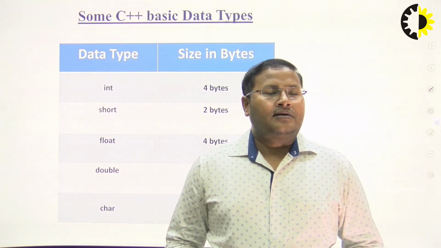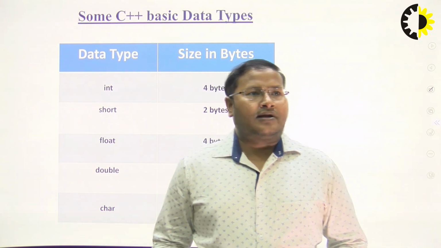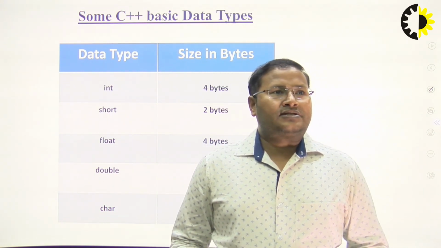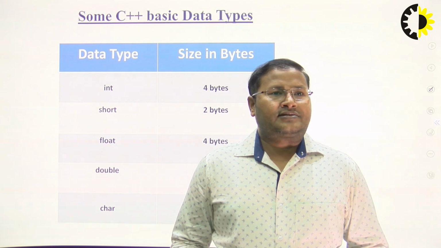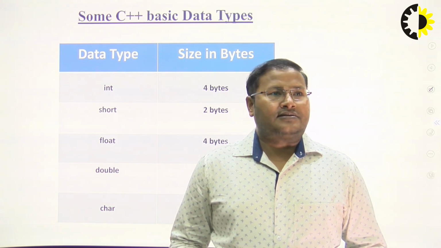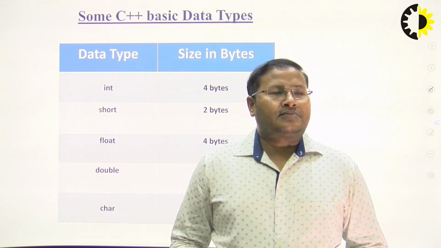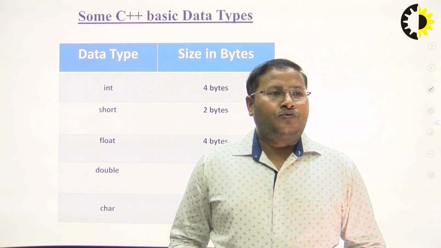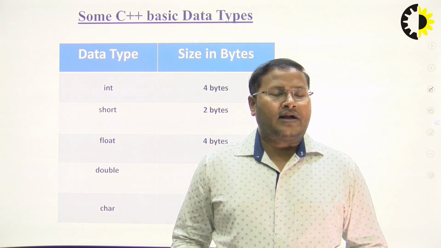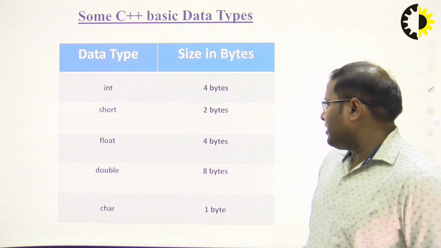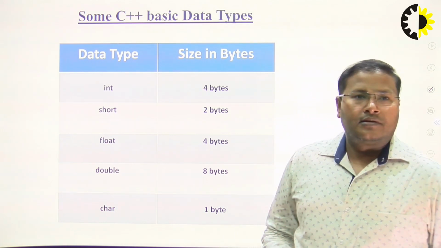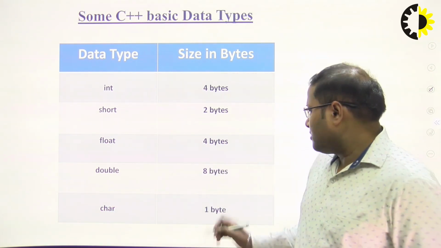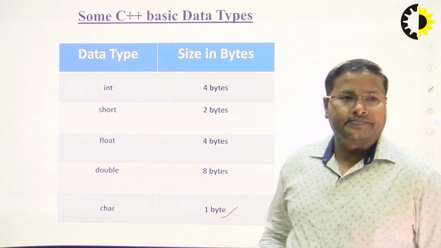Before starting, firstly, we should understand some C++ basic data types and their sizes. In C++, the integer data type takes 4 bytes, short 2 bytes, float 4 bytes, and double takes 8 bytes in memory. A character takes 1 byte.